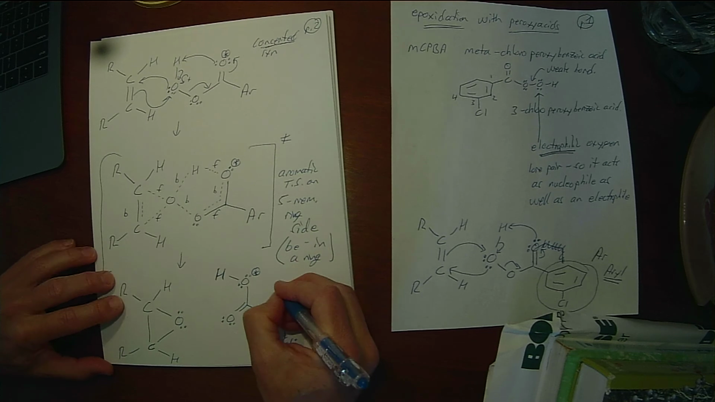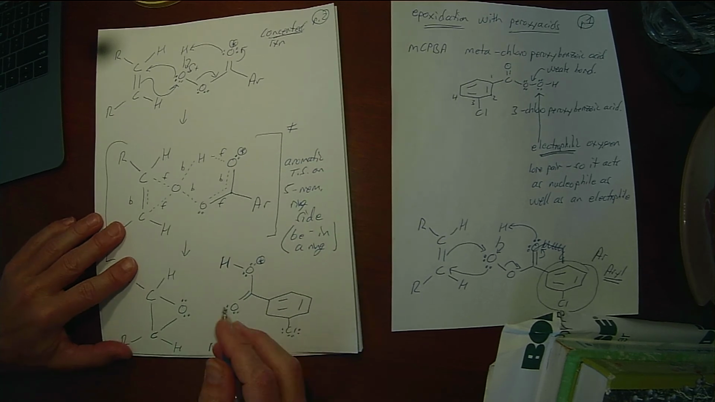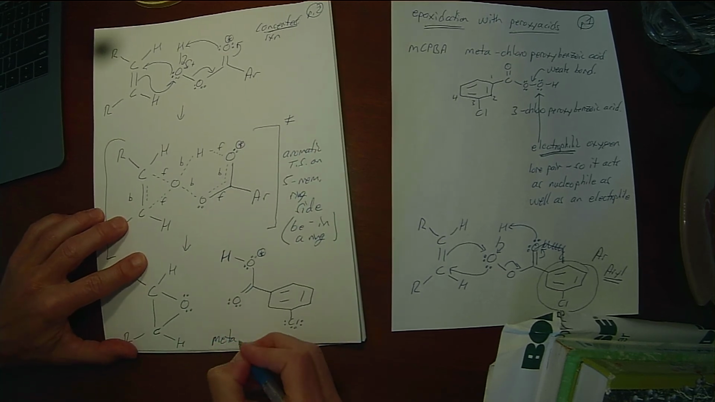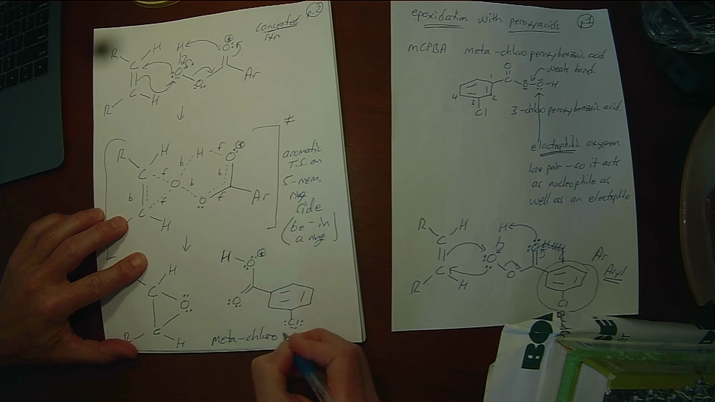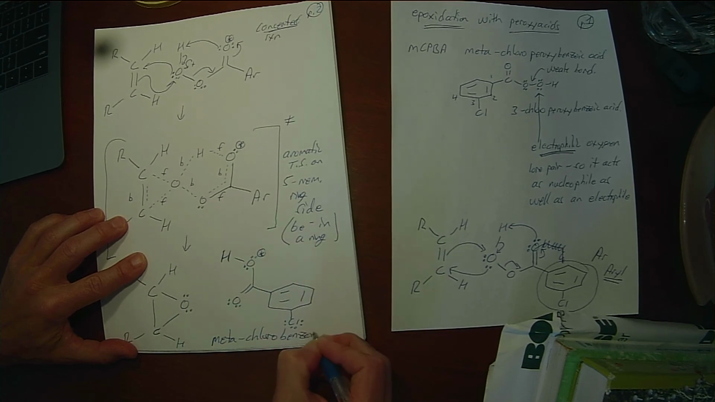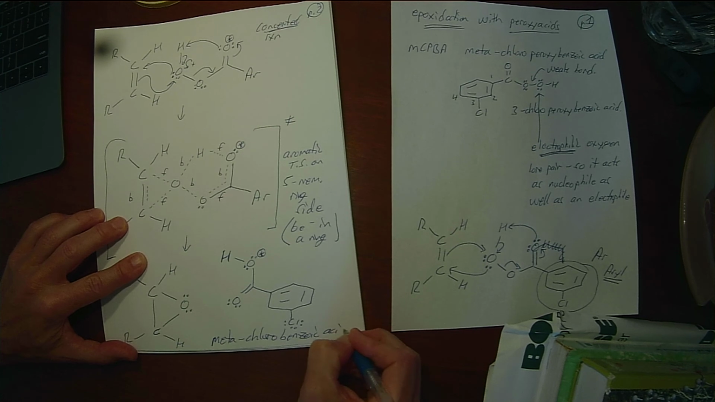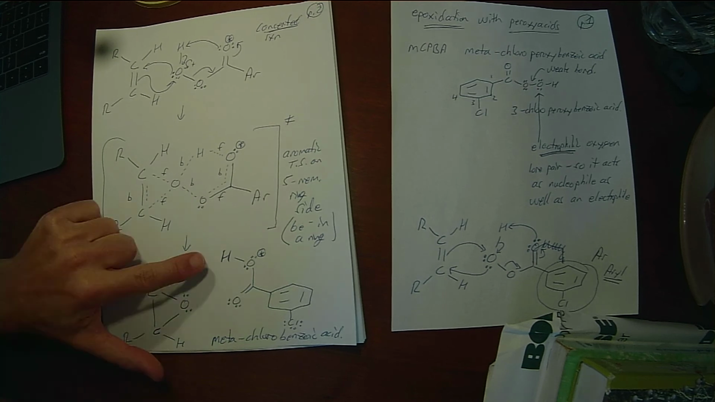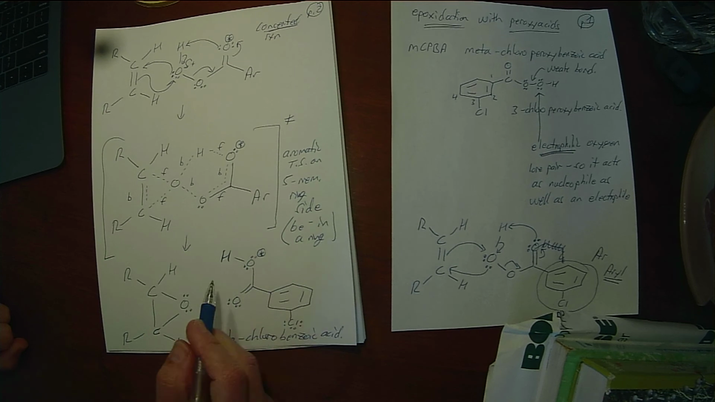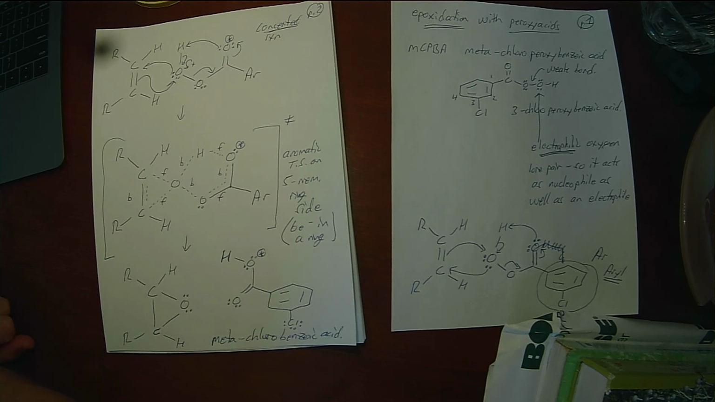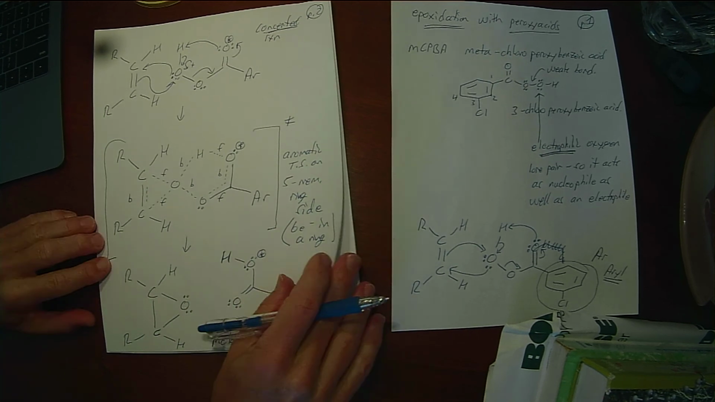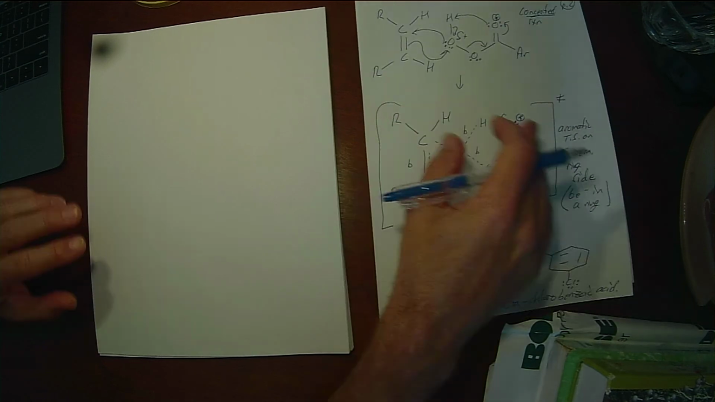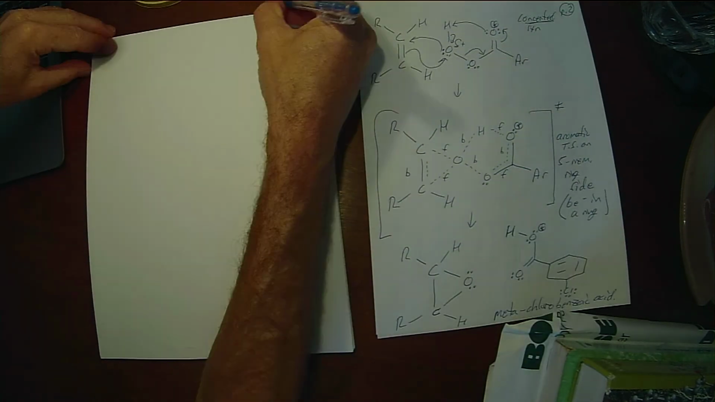And then this meta-chlorobenzoic acid, as opposed to meta-chloroperoxybenzoic acid, is usually removed by filtration, depending on what the solvent is. It's much less soluble than the peroxy acid. So if you use ether as the solvent, for example, the meta-chlorobenzoic acid just precipitates. Or you do a workup with bicarbonate, and bicarbonate deprotonates this and causes it to go into the aqueous layer.